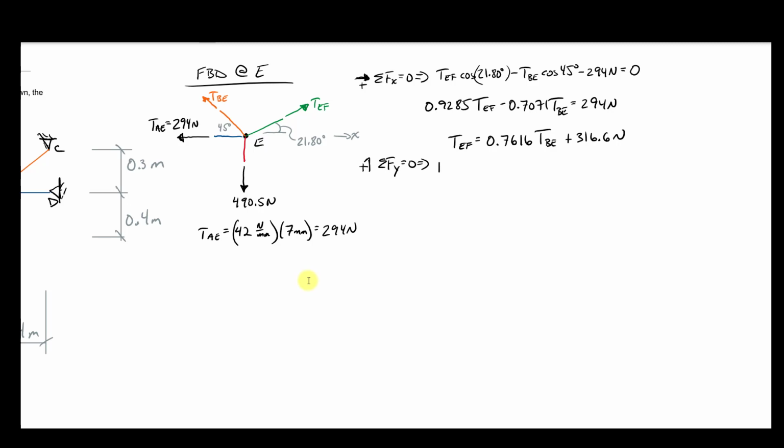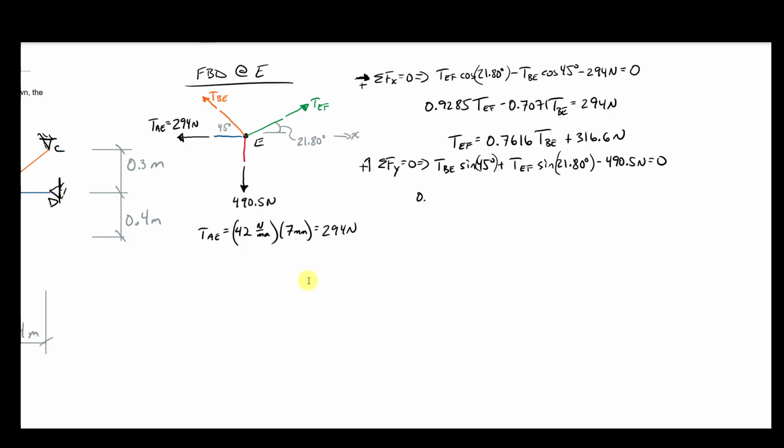What does have a y component? TBE times the sine of 45 degrees is the y component of my orange vector over there. It's acting in the positive y, so it's positive. I'm also going to have TEF times the sine of 21.80 degrees. Then I have 490.5 acting down, so minus 490.5 newtons equal to 0. Now, not only that, but if you see TEF here and you look at TEF here, I can substitute this equation I just did for my x into my y and solve this system simultaneously. So this is where algebra comes into play. You could subtract one equation from the other, divide, whatever, the rules of solving systems of equations, whatever you like. I'm going to do it through substitution.